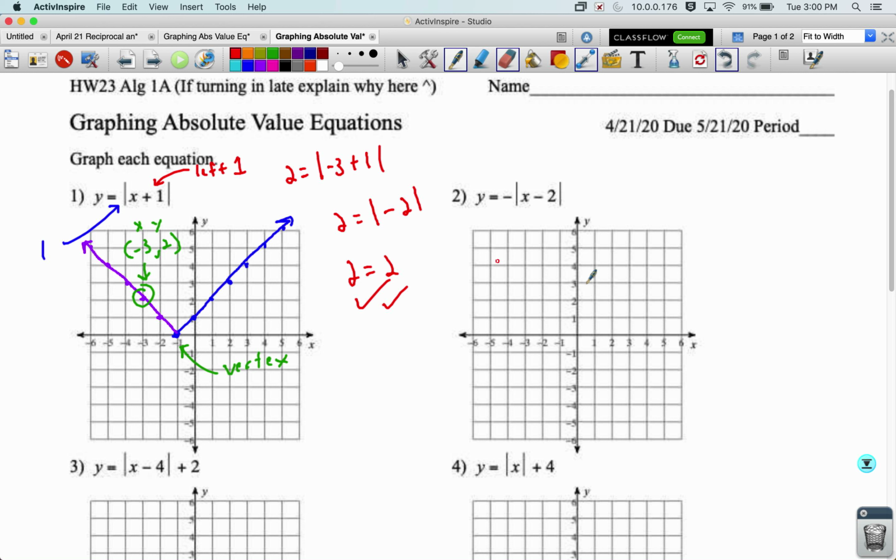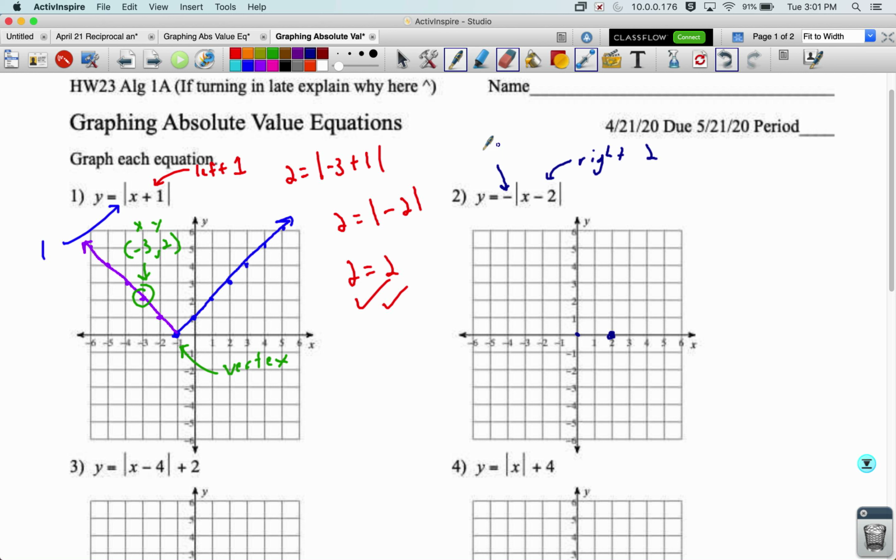All right, let's try problem number 2 here. So again, temporary vertex at the origin. This -2 here, so it's the opposite of this +1 moving us left 1. This is going to move us right 2. So here's our new vertex. It doesn't move up or down.